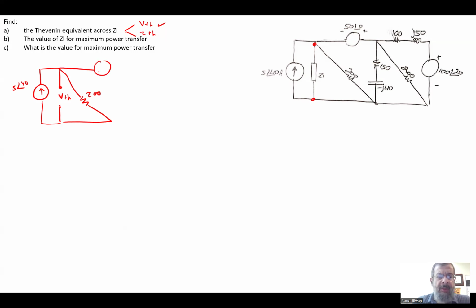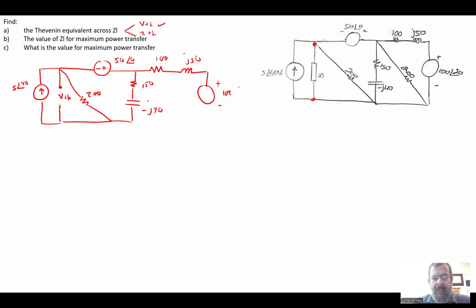So when we want to find V Thevenin, we have to redraw everything except basically the impedance across which we want to find the Thevenin. So this is 150 minus J40. This is 100 plus J50, and this is 100 angle of 20.